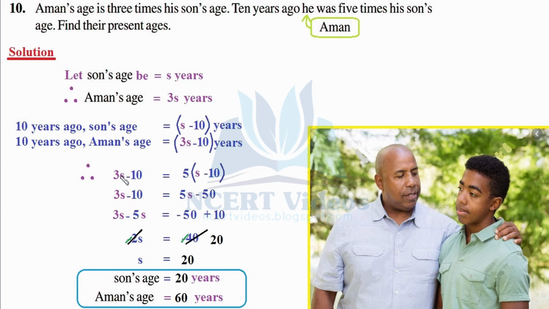So let's do the same. 3S minus 10 as it is on the left hand side, equal to as it is. Let's open the bracket. 5 into S is 5S, minus 5 into 10 is 50. Now let's transpose and try to separate our variable S. 3S as it is on the left hand side. We have 5S on the right hand side which is positive. When we transpose it, it will become minus. So we wrote the same, that is minus 5S equal to as it is. On the right hand side we were left with minus 50. So we wrote minus 50 as it is.